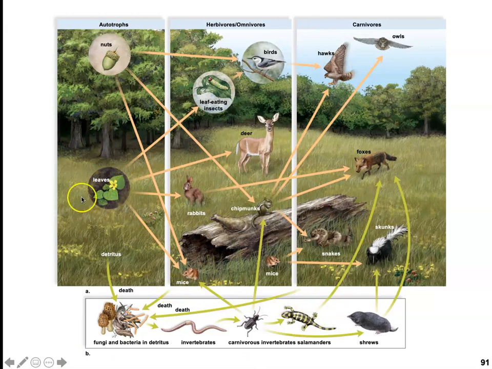Our primary producers, or our producers, are going to be those that aren't feeding on anybody. They're producing their own food. Our primary consumers are going to be the ones that are eating our producers. So we have our leaf-eating insects, our deer, our rabbits, our mice. Those are all primary consumers. Then we have the organisms that eat our primary consumers: our birds that eat the leaf-eating insects, our hawks that eat the chipmunks, or our owls that eat the chipmunks. Those are all the different relationships between the various organisms found in this particular community.